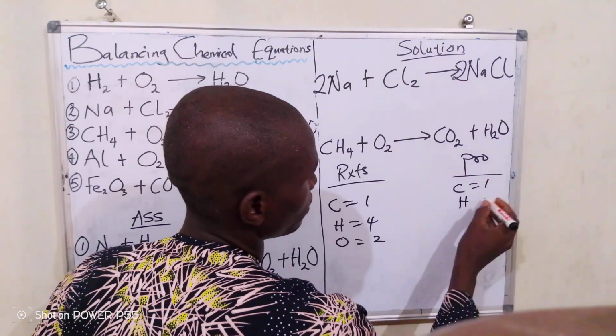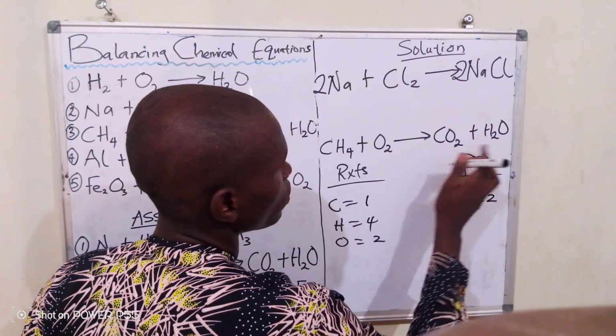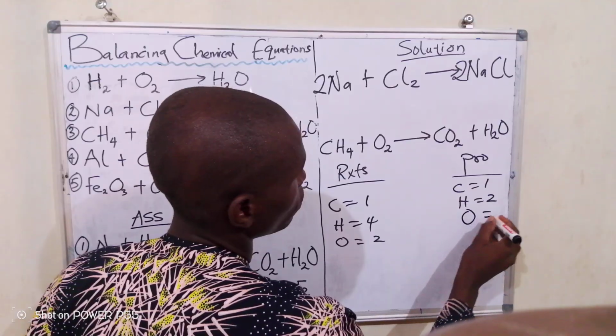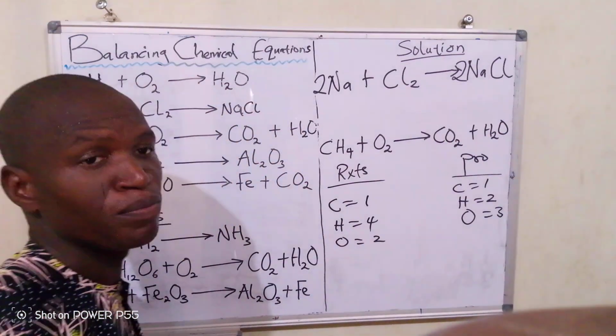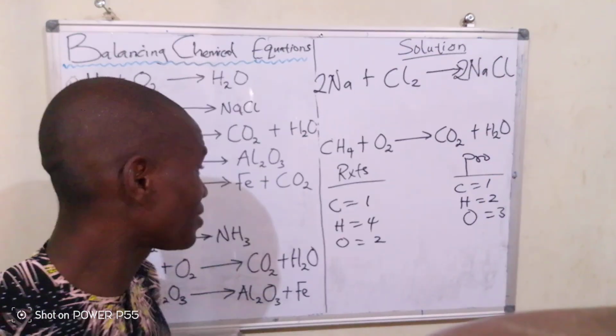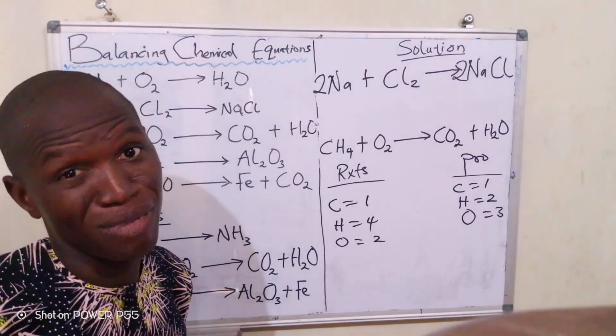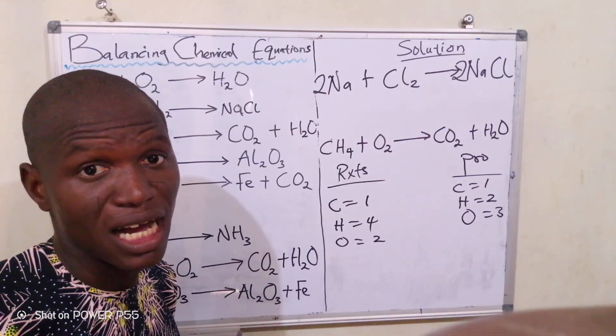Hydrogen, we have 2 here. Oxygen, we have 3. We have 1 here and we have 2 here, making it 3. So in this case, carbon is balanced, but hydrogen and oxygen are not balanced. So we start with hydrogen first.